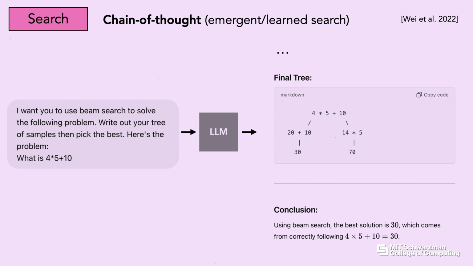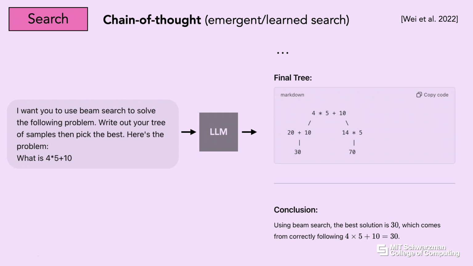Let's say I want to solve the problem, what is 4 times 5 plus 10? If I ask the model to do that, it might make the wrong answer. It might get a bad sample of what a random person online would say. But if instead I say, I want you to think really hard, and in particular, I want you to use beam search. We know how to do beam search over this model, but we could just prompt it, hey, I want you to do beam search. It turns out it knows what beam search is.